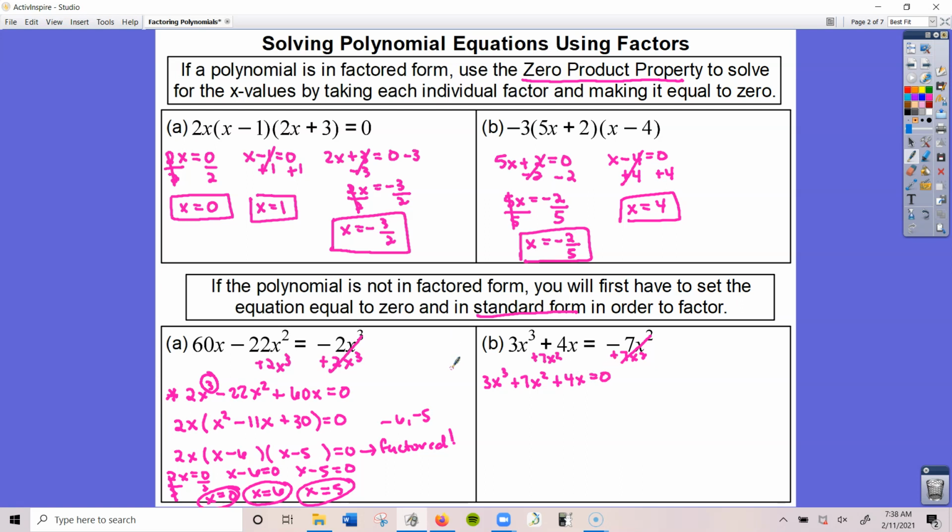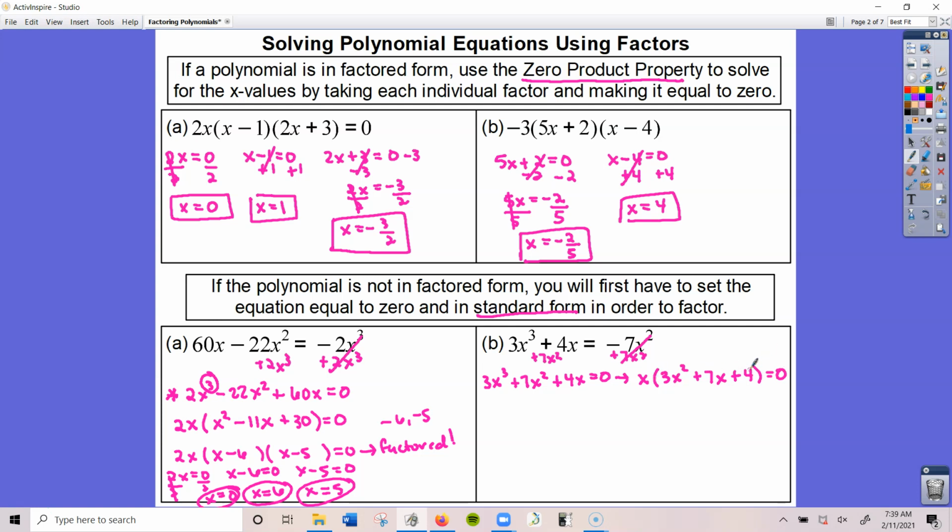Then I'm going to see, is there anything that I can take out from every term? All of the numbers are not divisible by the same number, so I can't factor out a number, but they all have at least one x. So I'm going to factor out an x. And that would leave me with 3x squared plus 7x plus 4.